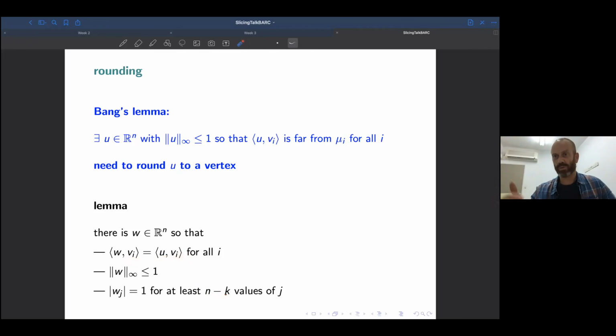And you just need to think about it and see that this can be done. It's not a complicated statement. Maybe I will explain a little bit about the idea. So we start with u.